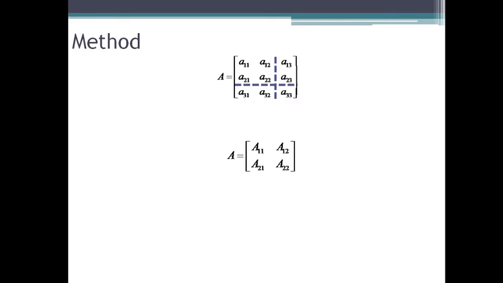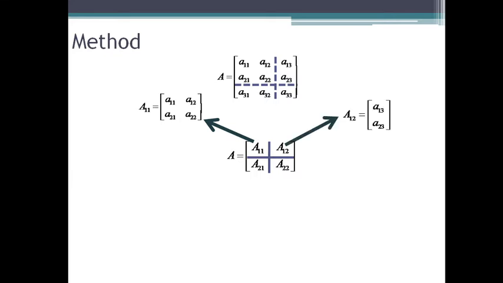Now here we denote this as A equal to A11, A12, A21 and A22. These are the four parts. Here A11 is a 2 by 2 matrix, A12 is a 2 by 1 matrix, A21 is a 1 by 2 matrix, and A22 is a 1 by 1 matrix. If a 4 by 4 matrix is there, we can divide it into 2 by 2 matrices, all four matrices A11, A12, A21 and A22, or we can divide in any type.